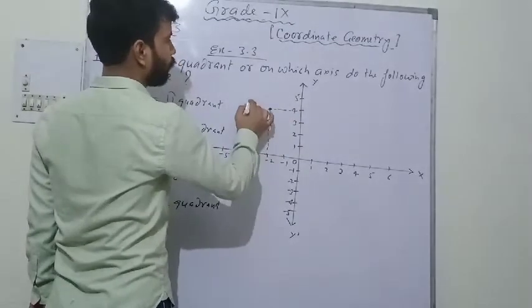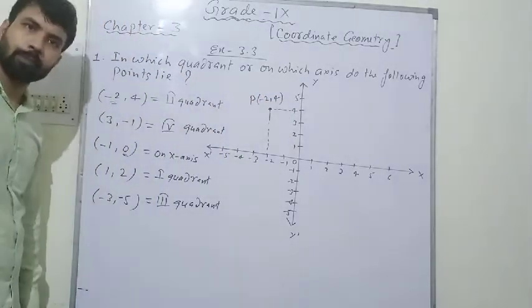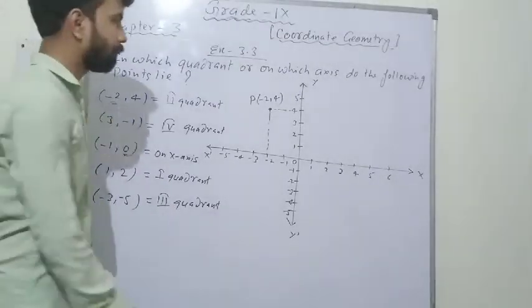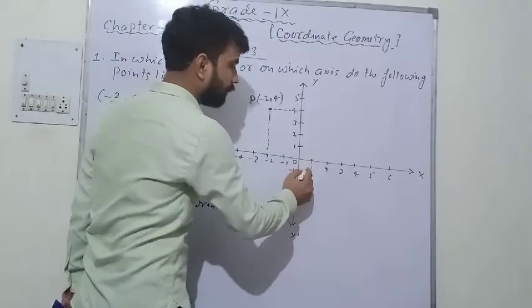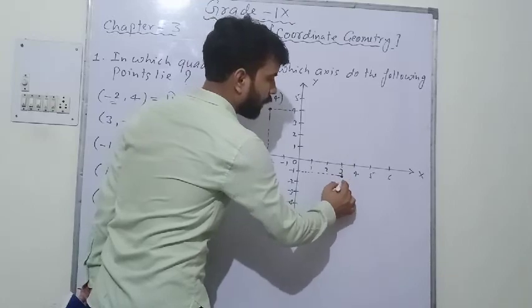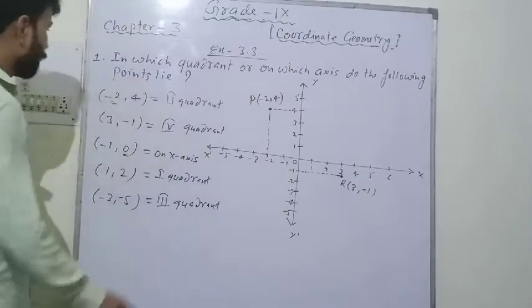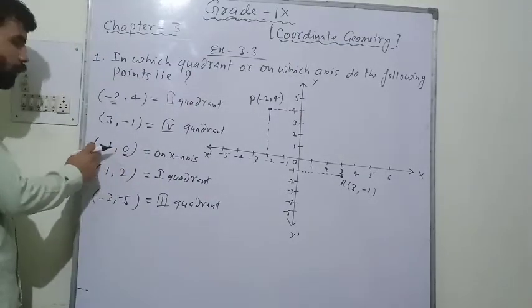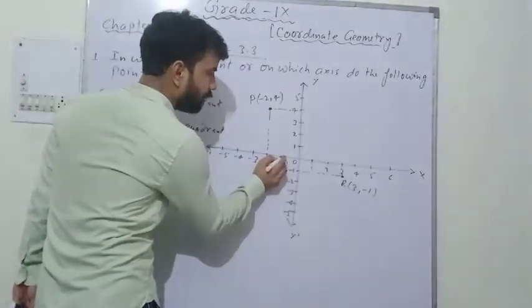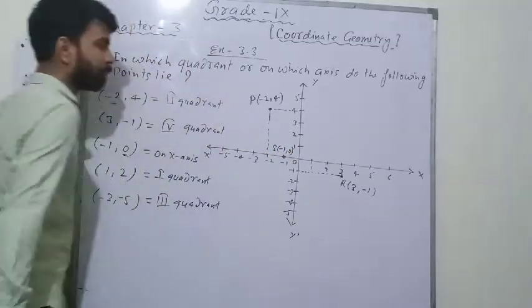So this is a point P. Its coordinates are (-2, 4). Clear? (3, -1). x is 3 and y is -1. x is 3 here. Y is -1 here. So this is a point R, (3, -1). Now (-1, 0). This point will lie on the x-axis. So where is x? -1. So x is -1 here. So this point is S and its coordinates are (-1, 0).